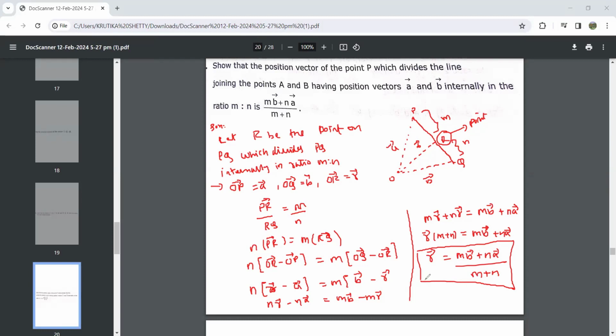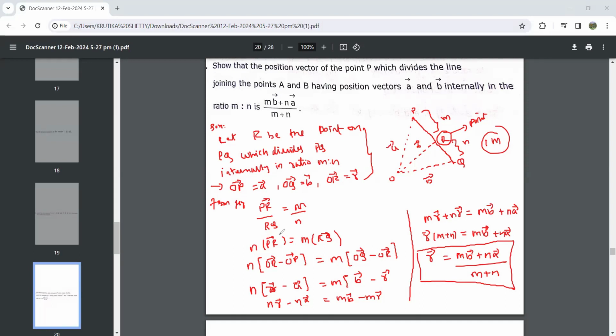So this is the derivation. In the derivation, the figure is very important; 1 mark will be given for the figure. Next for description, and then simplification. Based on the figure, we write the description: let R be the point on PQ which divides PQ internally in the ratio m is to n, and let the position vectors of OP be A, OQ be B, and OR be R respectively. From the figure, PR upon RQ will be equal to m upon n, and the rest is simplification. Hope you have understood the derivation.